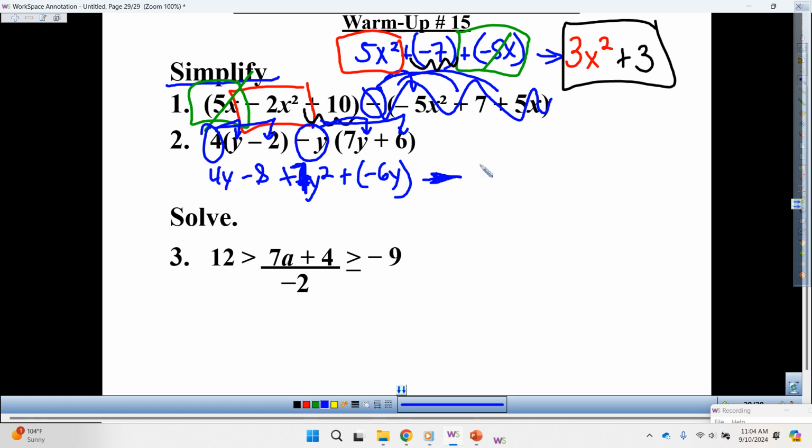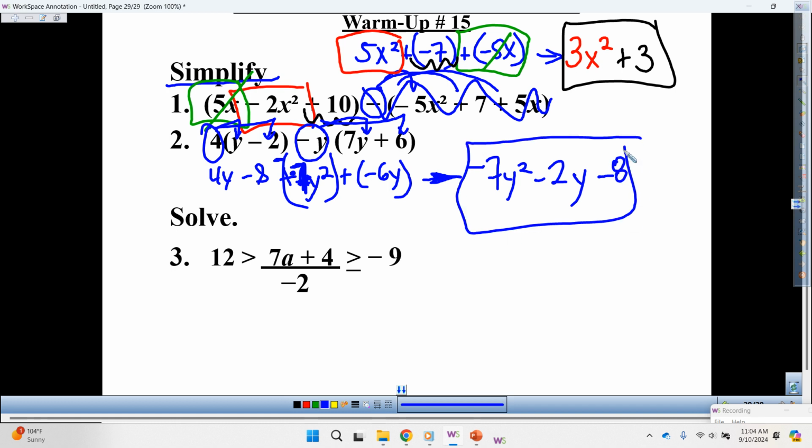-7y to the second? Negative? Oh, -7y to the second. Yes, my bad, I forgot that one there. All right, and then -2y minus 8. Hands if you got that. That is correct.